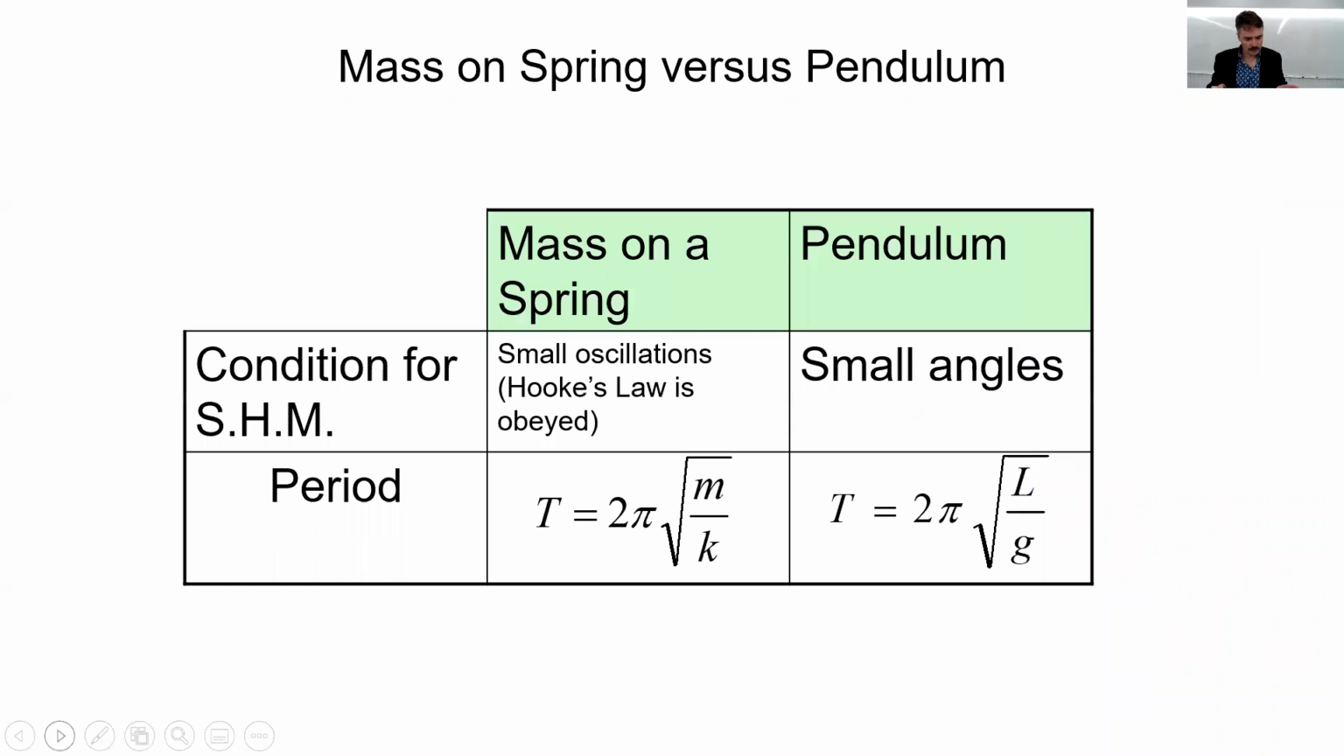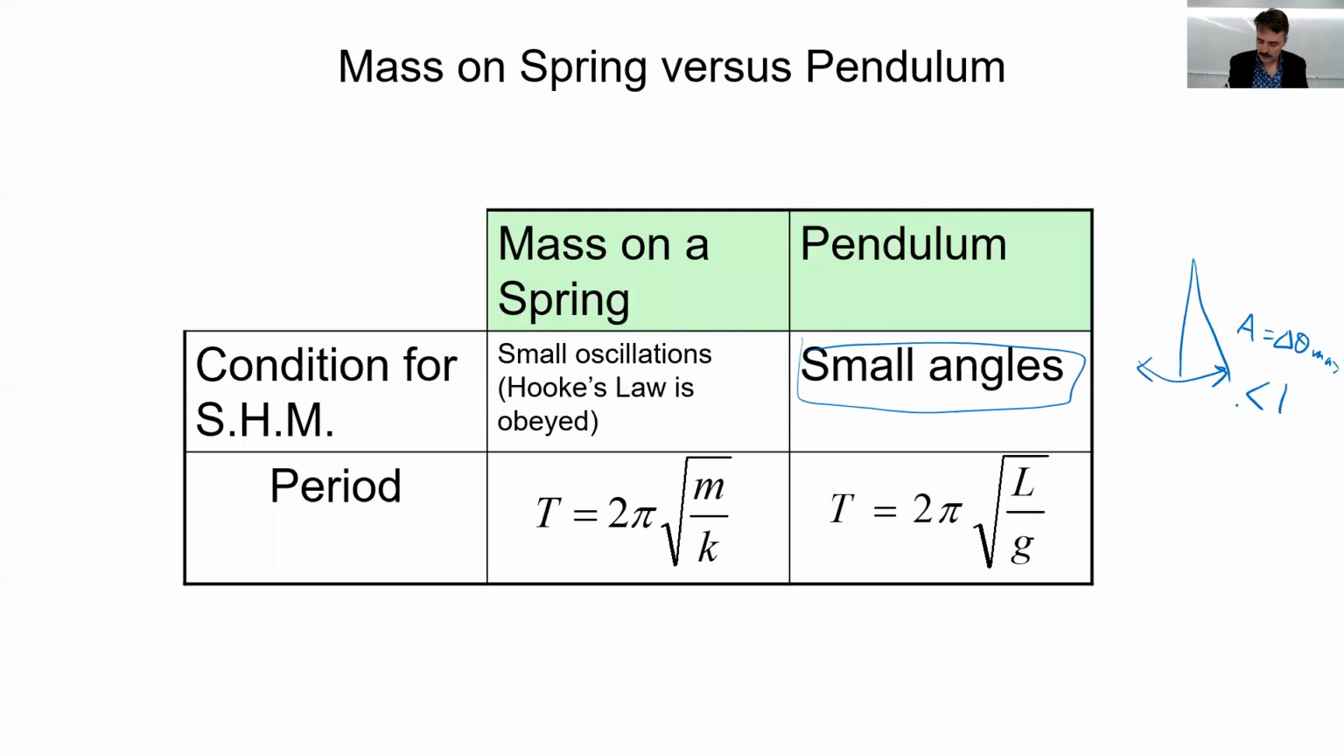So this is what it looks like. The condition for simple harmonic motion for a pendulum is small angles. If you look at the maximum amplitude, delta theta max should be less than around 10 degrees, else it's not going to be simple harmonic motion.